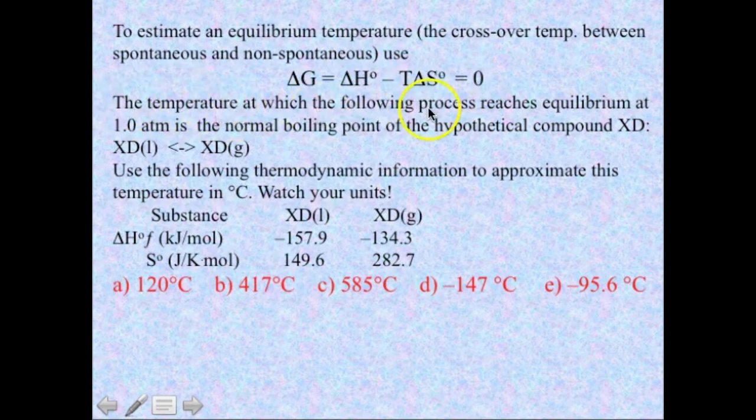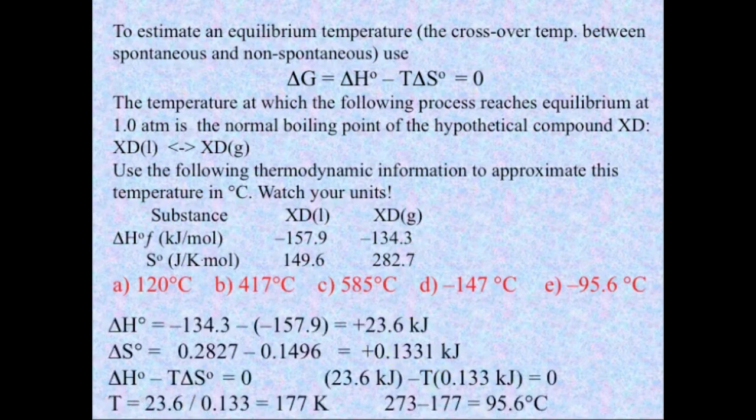The temperature at which the following process reaches equilibrium at 1 atmosphere is the normal boiling point of the hypothetical compound XD. XD is a liquid in equilibrium with XD as a gas. That's the boiling point when they're in equilibrium. Use the following thermodynamic information to approximate this temperature in degrees Celsius. Watch your units. So here are the change in enthalpy values and the change in entropy values, both for XD in the liquid state and XD in the gaseous state. Pause your playback, try to do this problem, then come back and we'll discuss it.